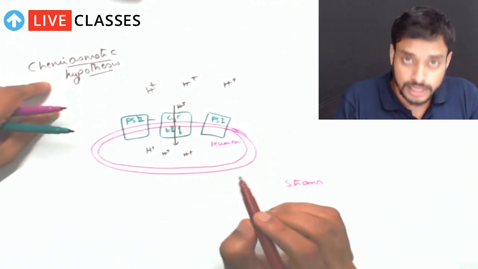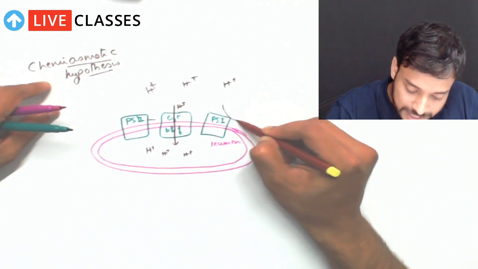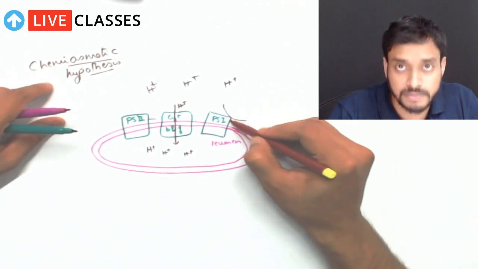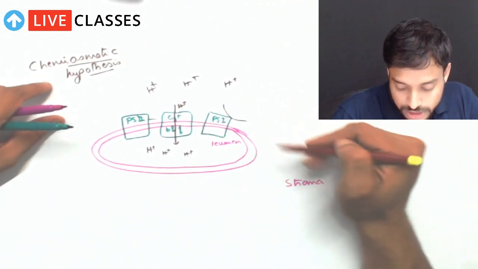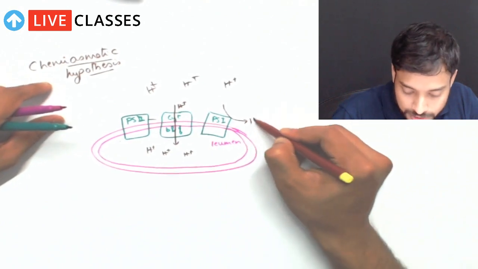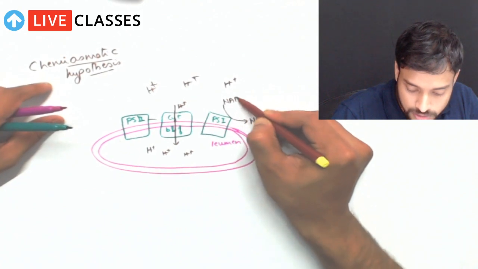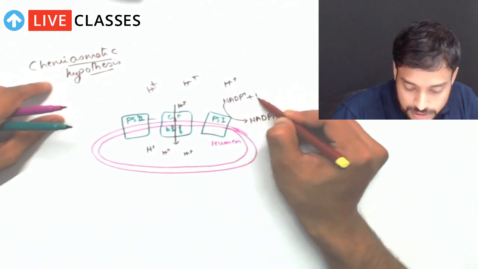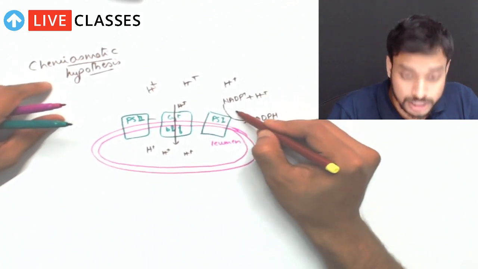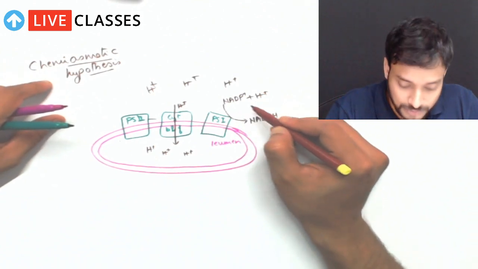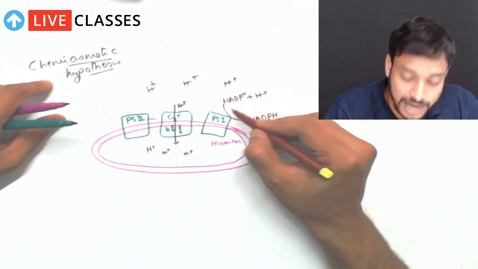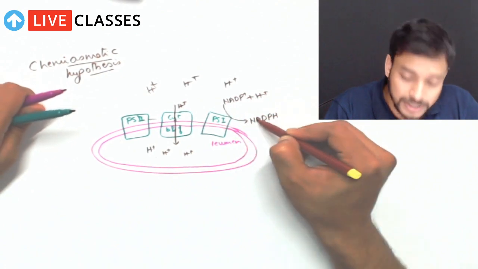And also, the enzyme NADP reductase is present in this membrane, the outer membrane, that is towards the stroma, you can say. So here, NADPH is produced from NADP plus and H plus. Got it? So in this process, this NADP reductase is present outside towards the outer membrane. Again, in this process, H plus is being taken.